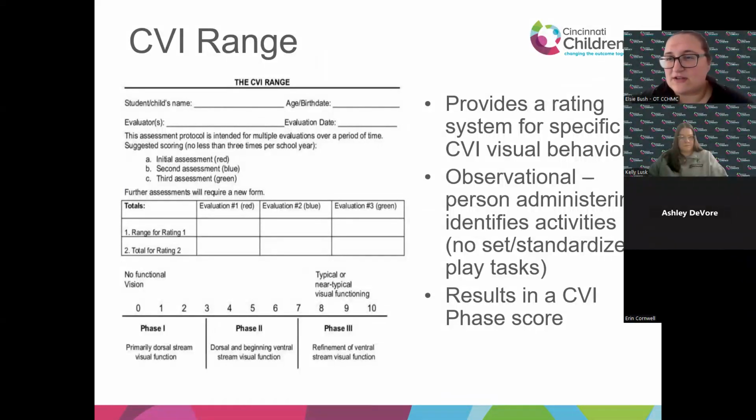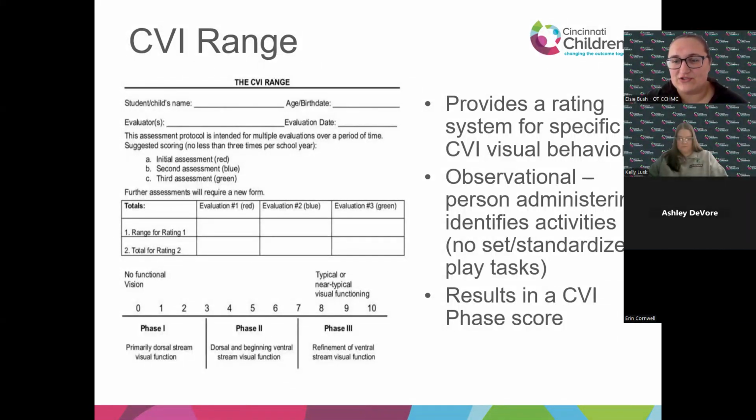It isn't the perfect tool. I don't think we have any perfect tool or measure for CVI quite yet. I think we're still in the early stages of better understanding this diagnosis as a whole, and we don't have very concrete ways to measure abilities in CVI. So this is an available tool.